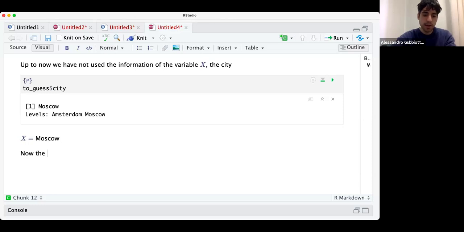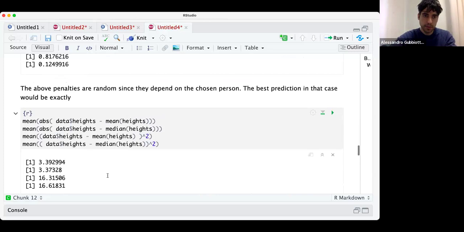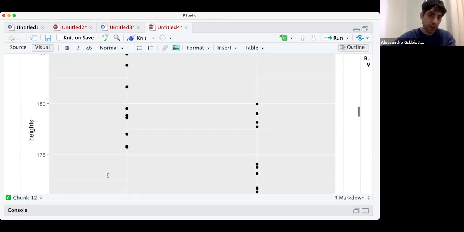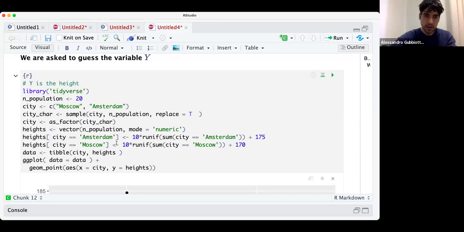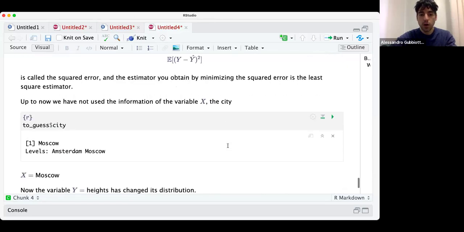Now the variable y, equal to heights, has changed its distribution, because we know that I've chosen it. Now we are in the second case. It's like this one. So since our state of information has changed, we know that this data is generated according to this command here. So now, we know only the data.